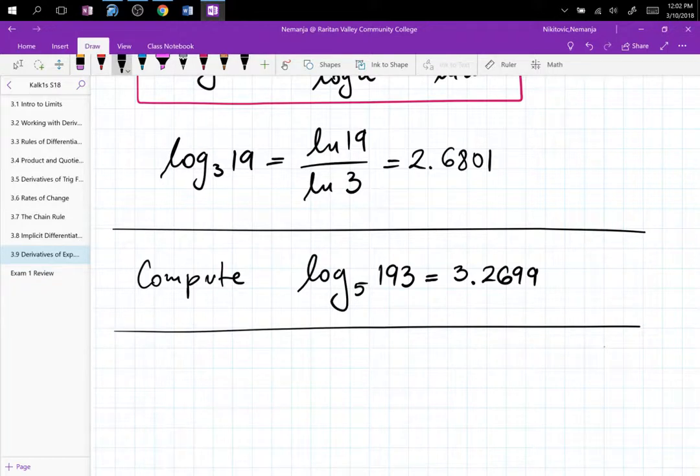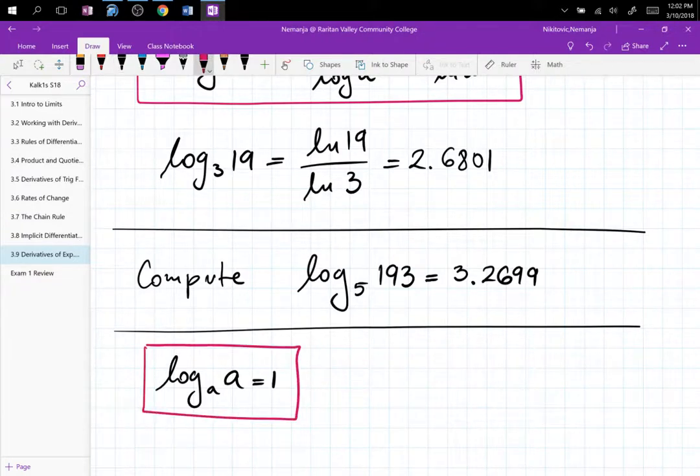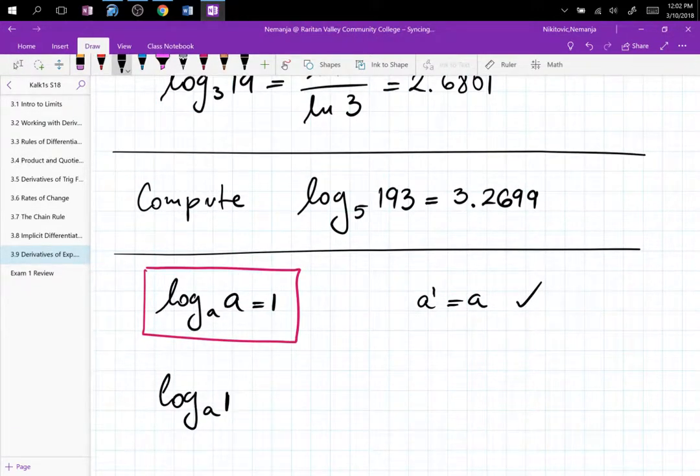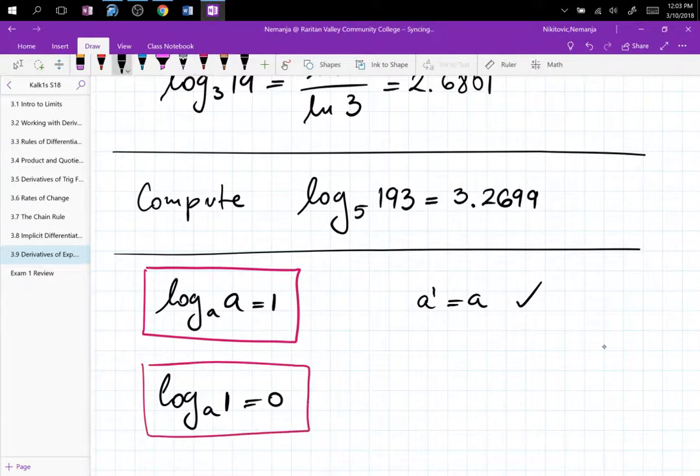Now we have some cute formulas that we can use to speed up calculation. For instance, log base a of a is 1. That's a nice, cute little formula. Why does it work? Well, think of the conversion of this. a to the 1 is equal to a. Well, that's true. Great. Also, log base a of 1 is 0. That says log any base of 1 is 0. That's another cute formula for calculating logs. Now think of it. a to the 0 is 1. Yep, that's true if you do the conversion.